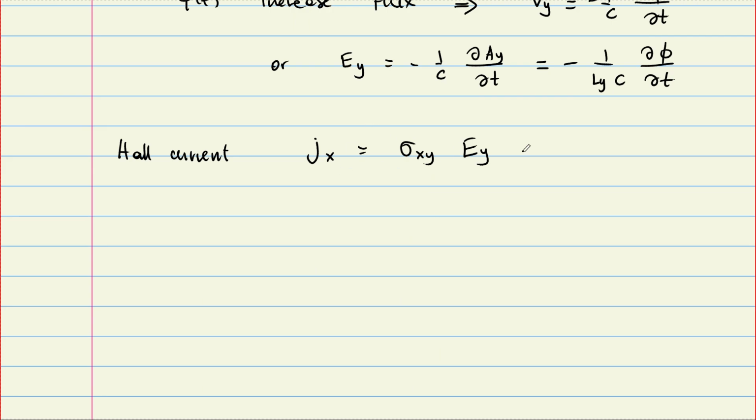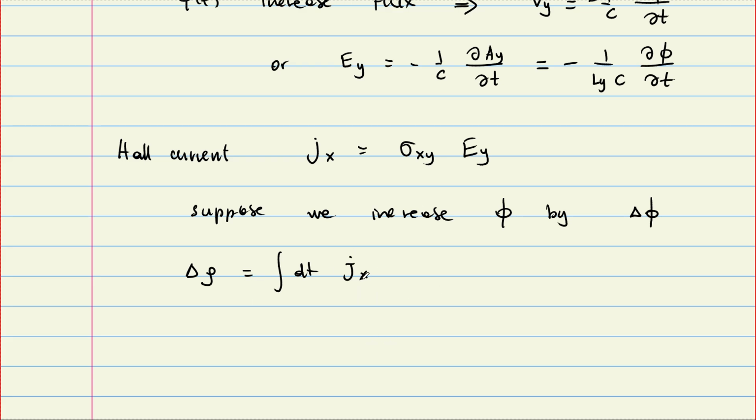And suppose we increase flux by some delta phi, and I can consider the change in rho, which is going to be the integral of dt Jx. I'm just integrating current to get the change in charge density, and this is going to be, I'm just writing this now, sigma xy dt Ey.